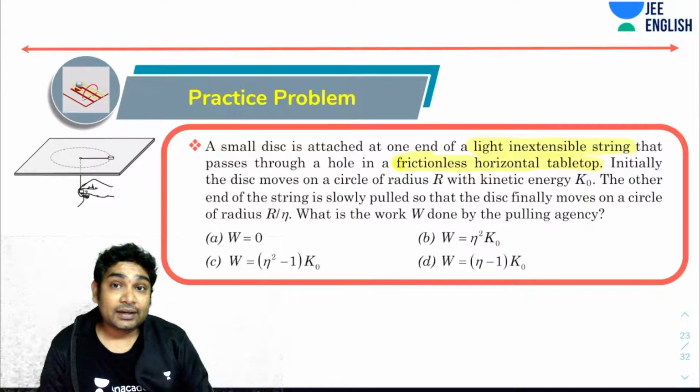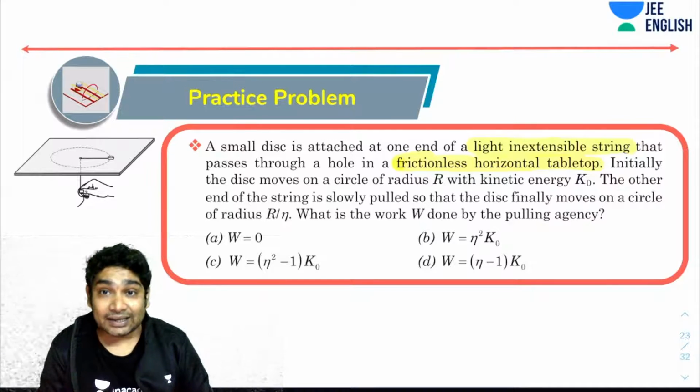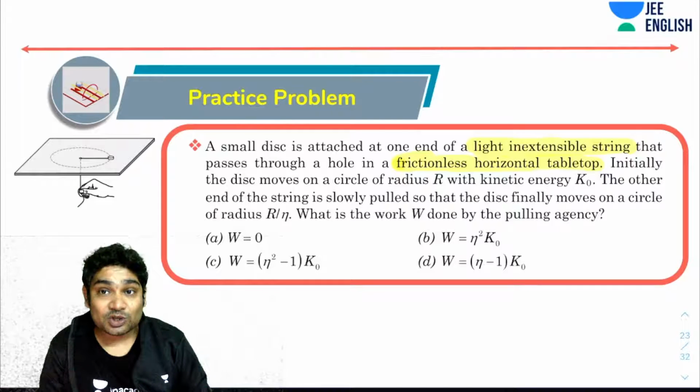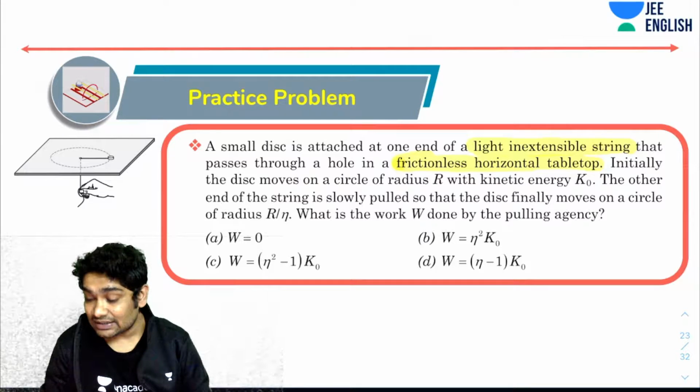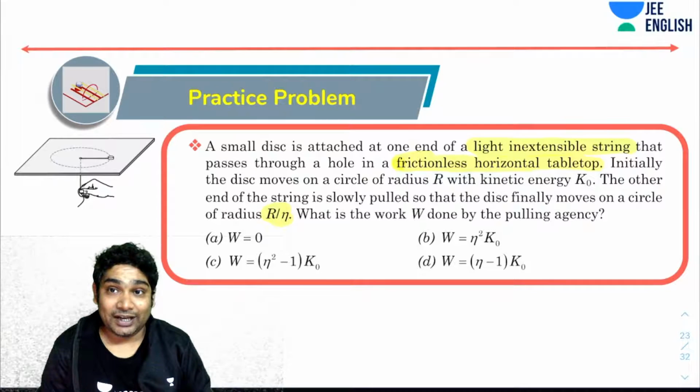Now, initially, the disk moves in a radius of r with a kinetic energy k naught. Now, the other end of the string is pulled slowly so that the disk finally moves in a circle of radius r over eta. What is the work done by the pulling agency? That is what you have to find out.